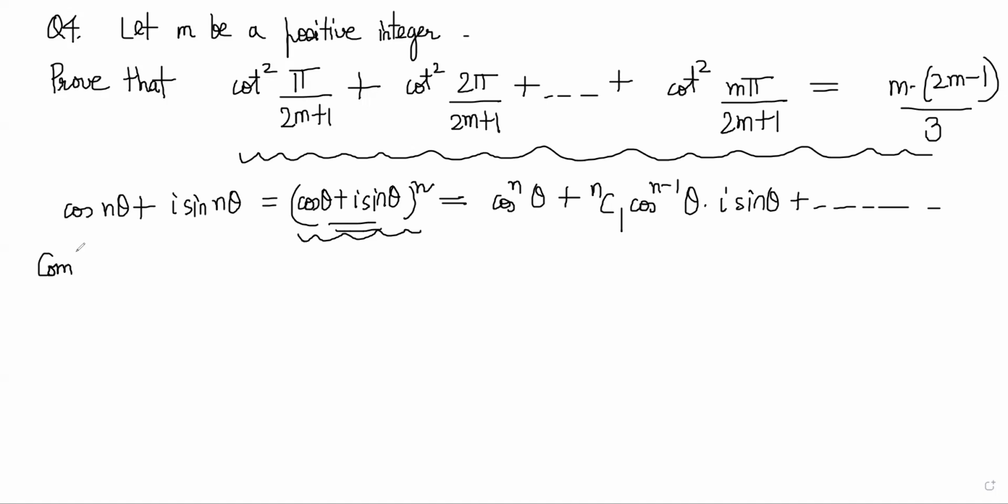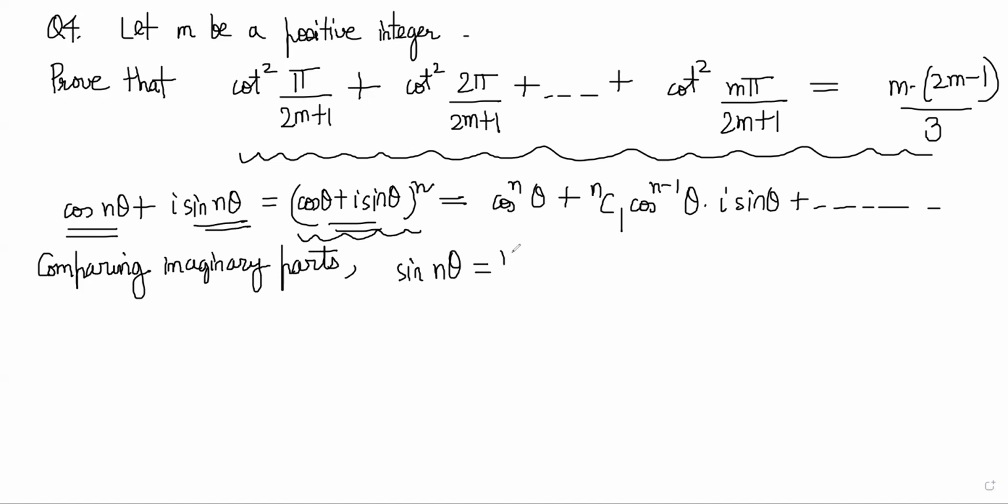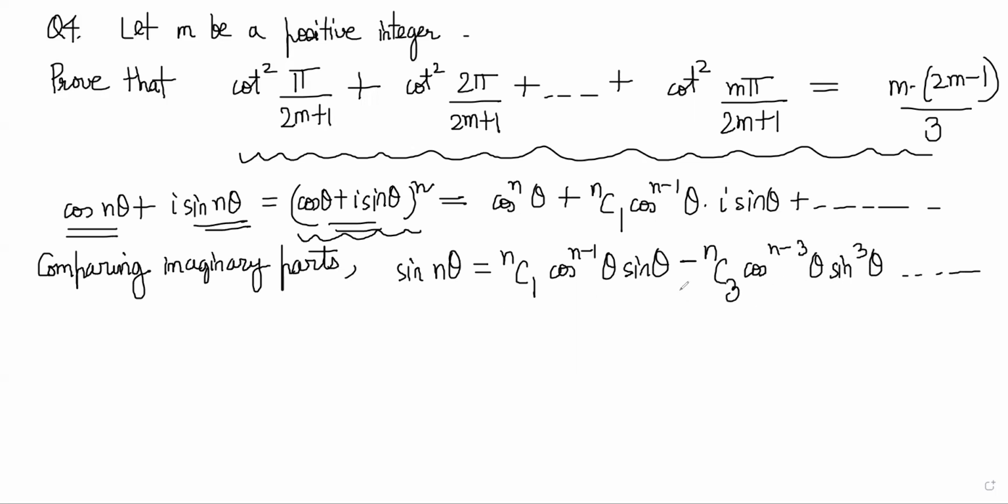If you compare the real parts, you will get an equality on cos n theta. Comparing imaginary parts, you will get an equality on sine of n theta. So we'll take the imaginary parts one. We'll say sine of n theta will come out to be nC1 cos n minus 1 theta sine theta minus nC3 cos n minus 3 theta sine cube theta, and so on. You are getting multiple terms here. You will get all the odd coefficients here, right?